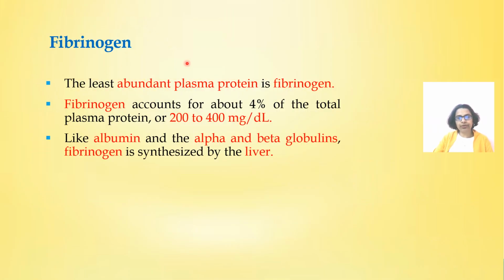Then the third one is fibrinogen. The least abundant plasma protein is fibrinogen. Fibrinogen accounts for about 4% of the total plasma protein, or 200 to 400 milligram per deciliter. Like albumin and the alpha and beta globulins, fibrinogen is synthesized by the liver.